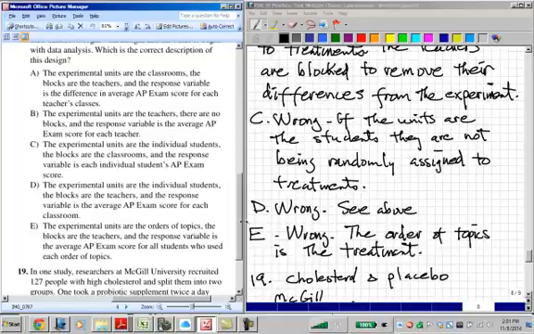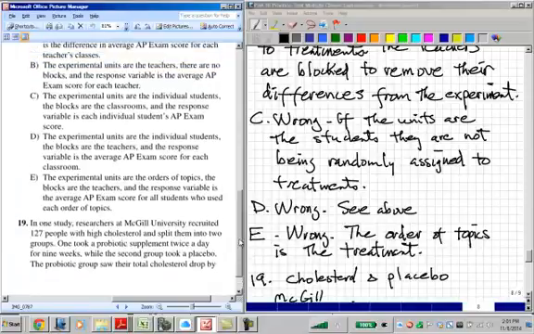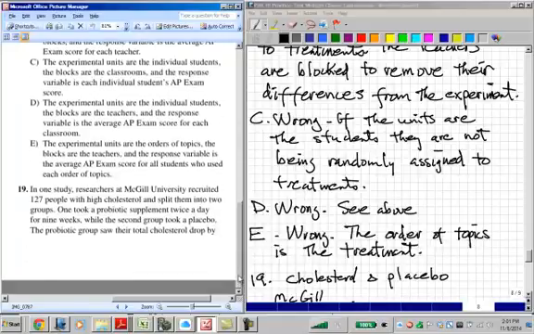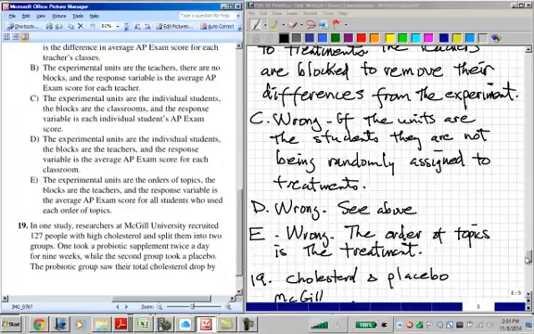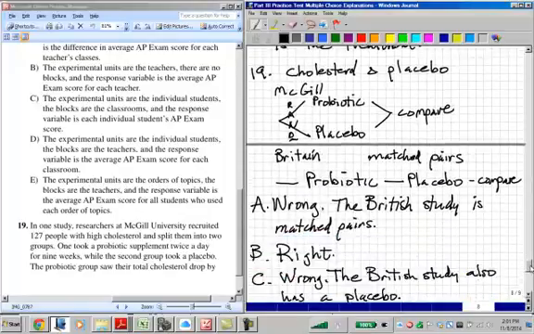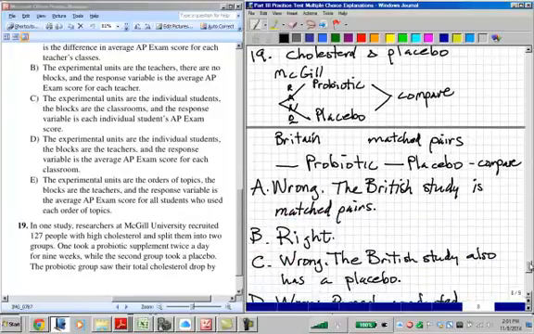All right, 19.2, study by McGill University with cholesterol. Okay, so let's look at these two experiments. Let's do a little thinking about them. Cholesterol and placebo. McGill randomly assigns people to get the probiotic or the placebo, and then they compare the results. In Britain, it's a matched pairs design, in that the same subjects take the probiotic, and then a time later they take the placebo. Again, the results are compared. Okay, so let's go through the questions about this.